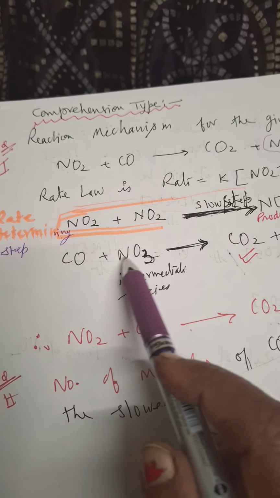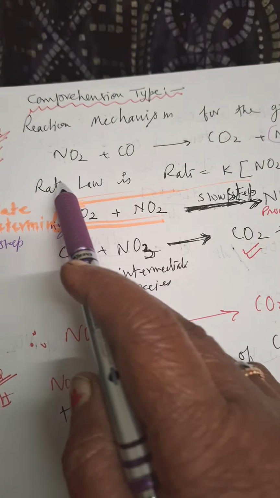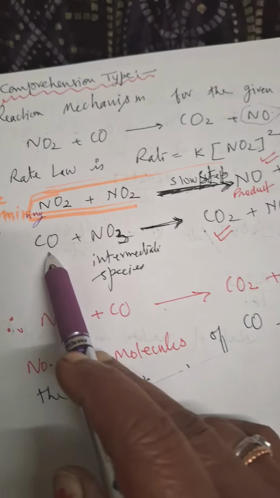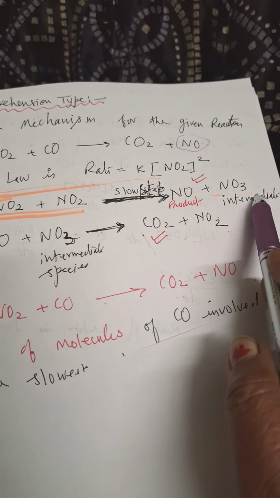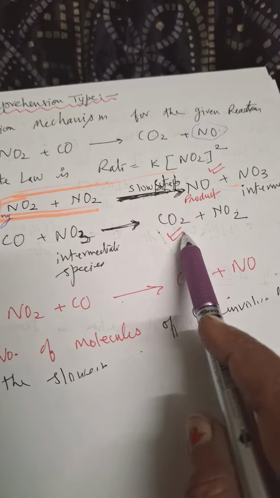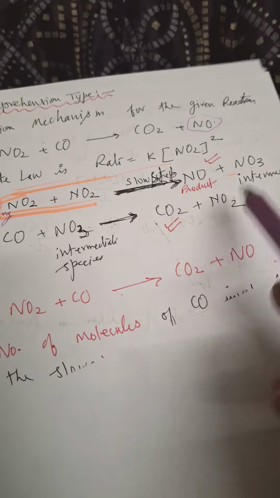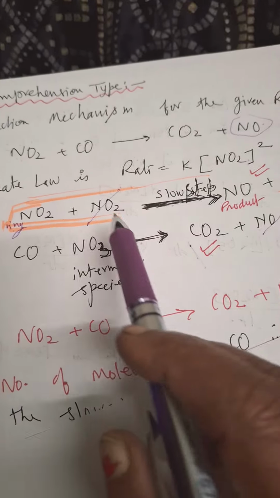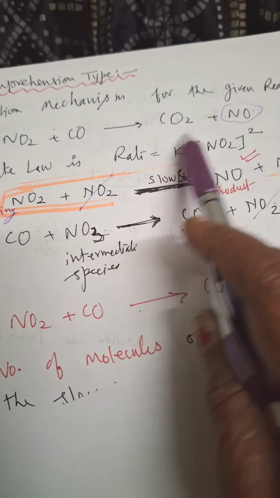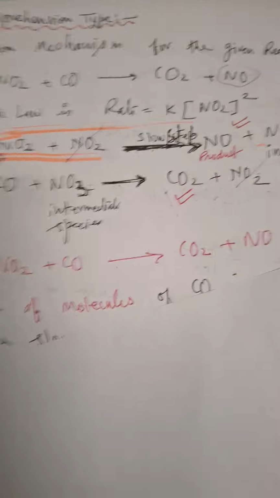This NO3 reacts with CO. So the reactants are only NO2 and CO. Here NO3, which is the intermediate, reacts with CO and forms CO2, and NO2 is regenerated. So this NO2 and this NO2 can cancel out lastly. That is why NO2 plus CO gives you CO2 plus NO. This is the main reaction given to you.